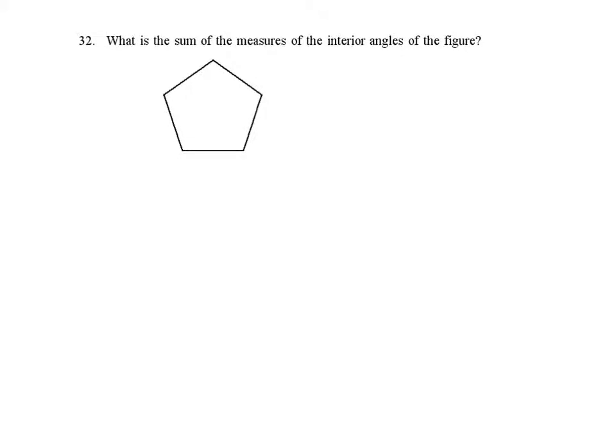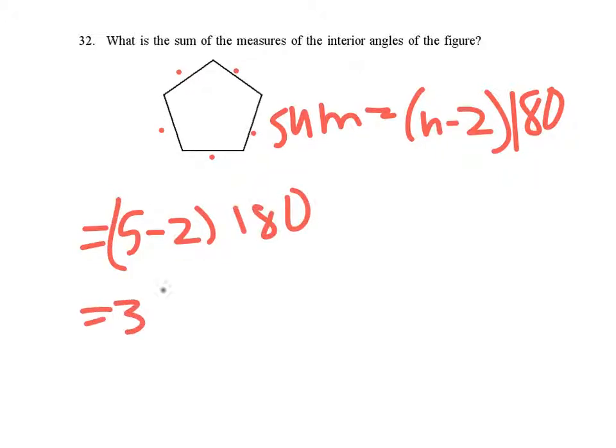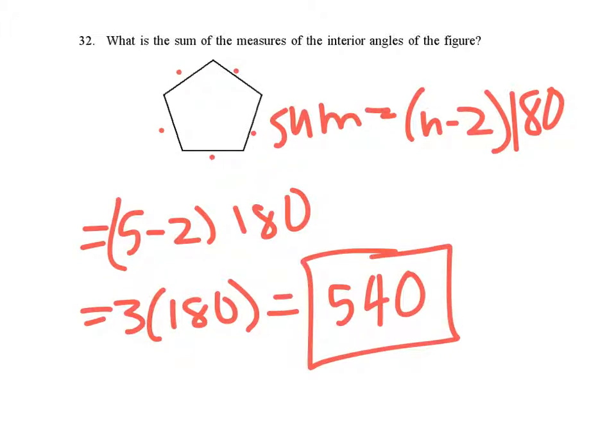15 says, what is the sum of the measures of the interior angles of the figure? For this one, using the formula, the sum equals n minus 2 times 180. In our case, n is our number of sides, which is 1, 2, 3, 4, 5. So we're going to do 5 minus 2 times 180, which is 3 times 180, which equals 540. So if I added all those angles together, I would get 540.